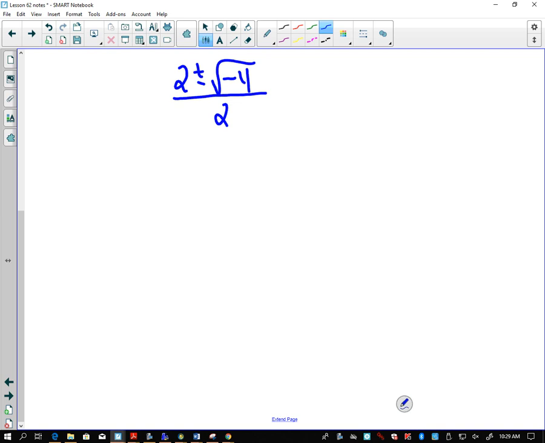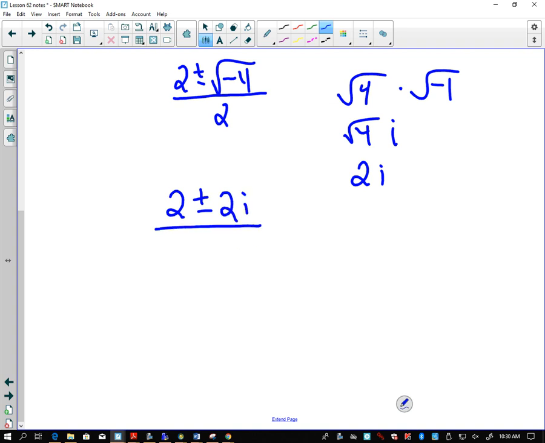i. Okay? Think of it like this, Jewel: it's the square root of 4 times the square root of negative 1. And what is the square root of negative 1 the same as? i. So I'm going to substitute, square root of 4, and I'm going to get i there. What is the square root of 4? 2. So I'm left with 2i. So I'm getting 2 plus or minus 2i divided by 2.